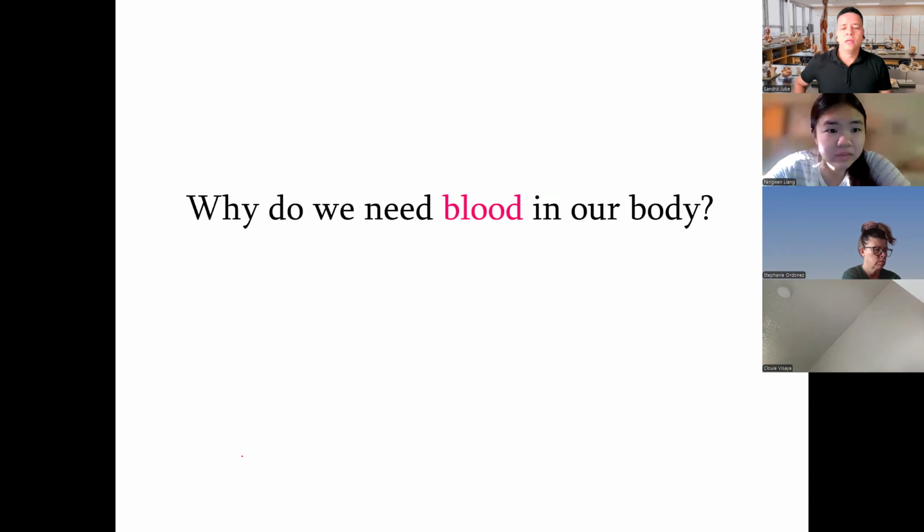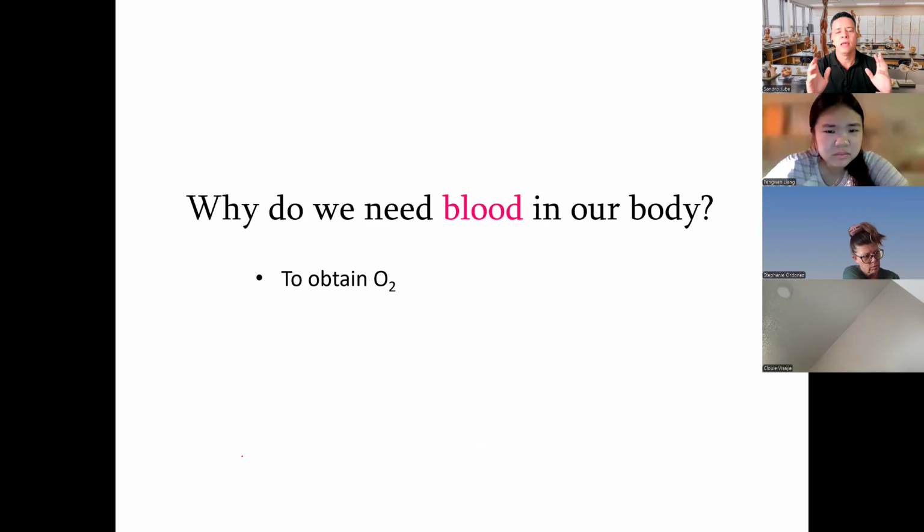So why do we need the blood in our body? Number one, we need the blood in order to obtain our oxygen gas, O2, right? And we know that oxygen gas is going to bind to the red blood cells, to the hemoglobin in the red blood cells. And then as the red blood cells in our blood circulate all over the body, they are going to distribute the oxygen gas.